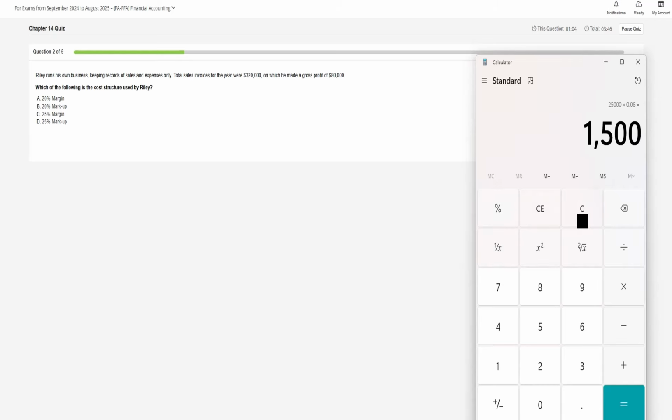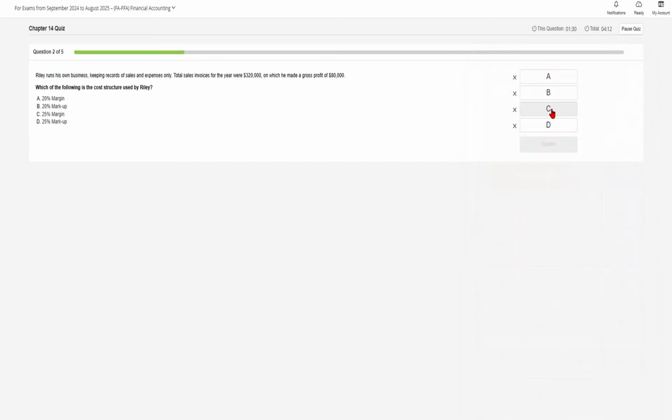The gross profit they have given, right? So 80,000 is the profit, and if we divide it by the selling price, it will give me the margin. As I said, margin is applicable on the selling price. So the selling price is 320,000. That gives me a margin of 25%, which is correct. C, right? So option A is out, but let's confirm for markup as well.